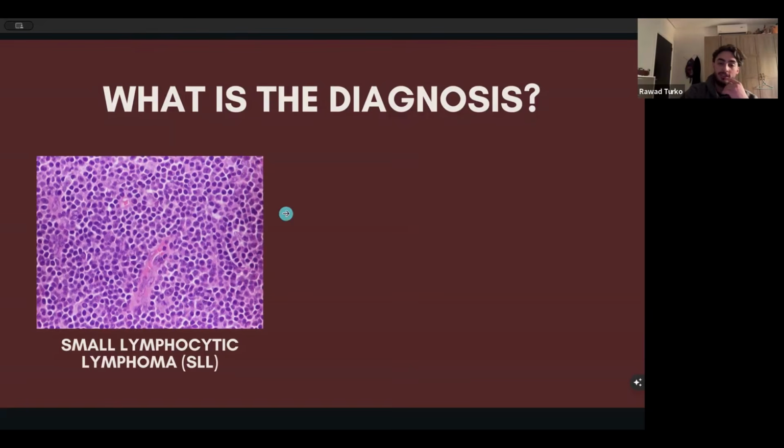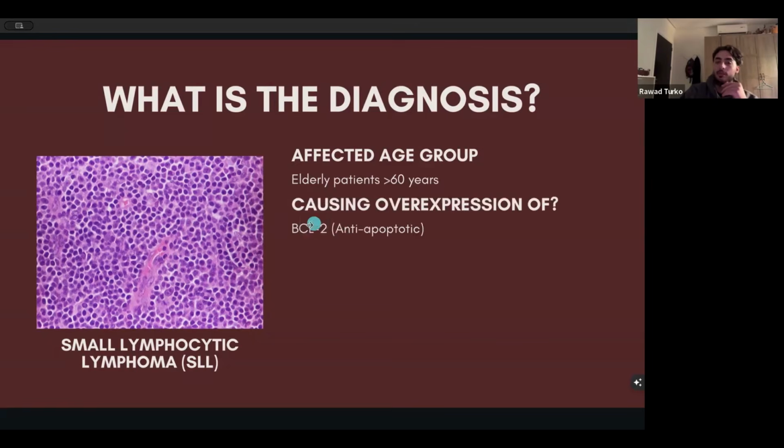So, what is the affected age group? We already said that it's going to be in elderly patients. Okay. Again, these are small lymphocytic cells. So, a few buzzwords that you're going to get in your question stem are very small cells, elderly patients. Usually they're associated with a poorer prognosis because they're coming on very, very late in disease progression.